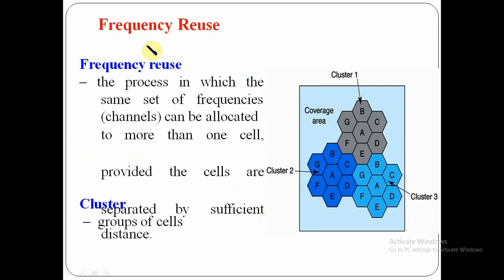It will be given in detail, that is frequency reuse. Frequency reuse is the process by which the same set of frequency channels can be allocated to more than one cell. The provided cells are called clusters. They are separated into groups of cells at different distances.